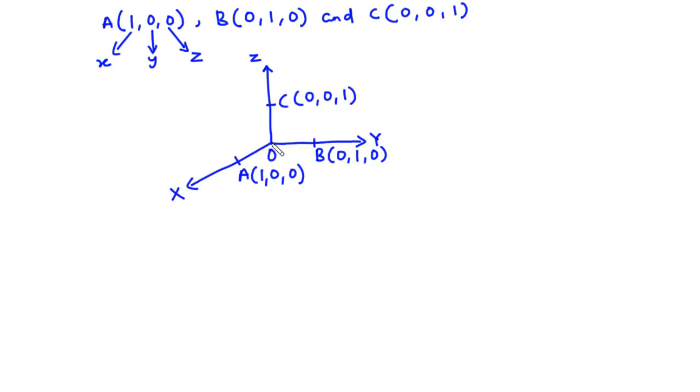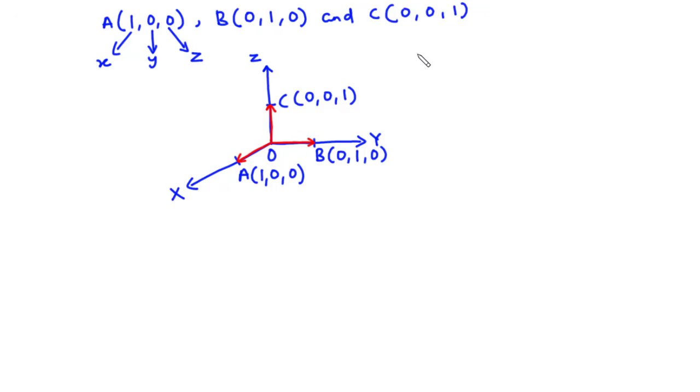And the vectors OA, OB, and then OC lie on the x-axis, y-axis, and the z-axis respectively. Now what do you think will be the magnitudes of the vectors OA, OB, and then OC?